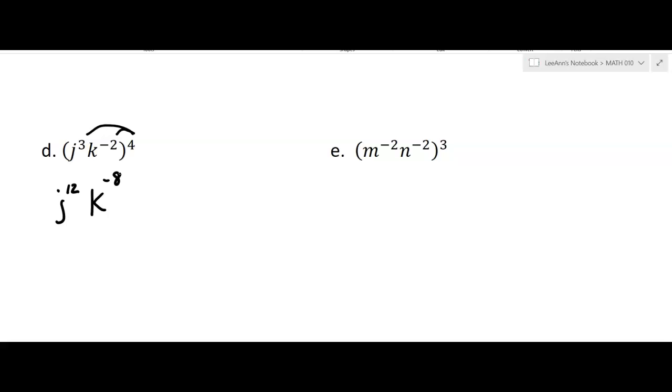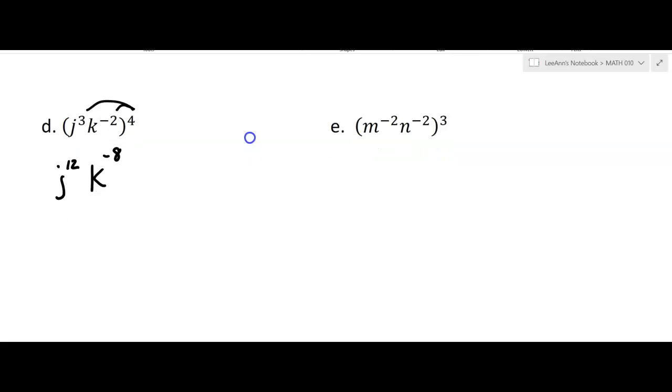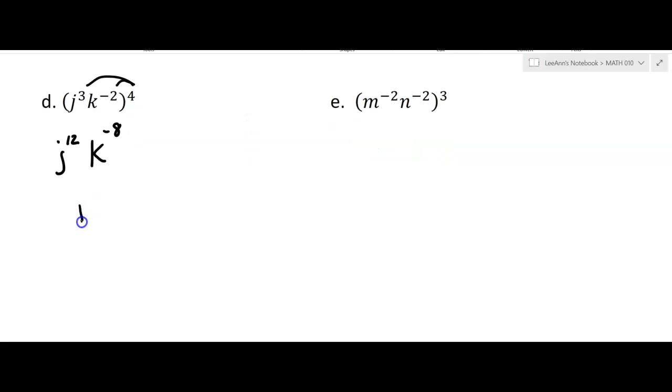We had 2 different bases, j and k. So 3 times 4, 12, negative 2 times 4, negative 8. But I can't leave the negative exponent, so I'm going to change it to j to the 12th over k to the 8th. So when you put that k to the 8th in the bottom, that makes that exponent positive now, okay? A negative exponent's all about location, location, location. So if it's a negative exponent, you've got to move it down, okay?